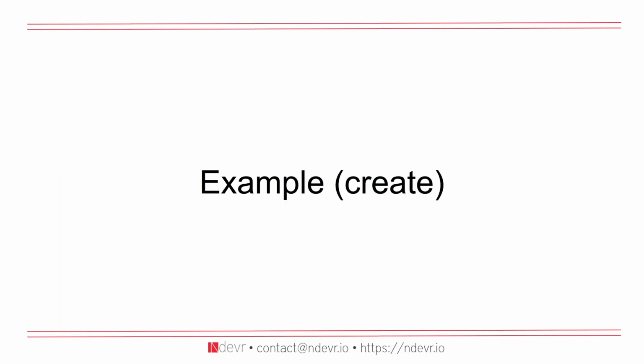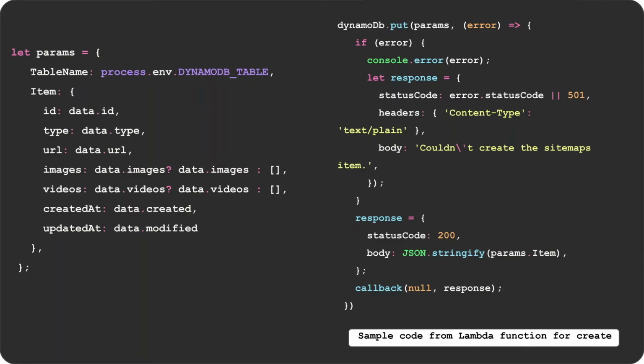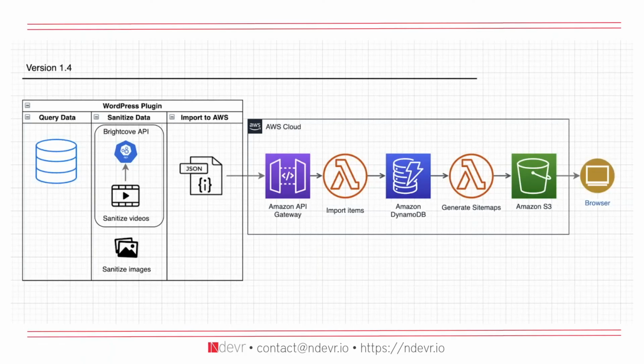So I'll just show the example through the create endpoint. Like I showed before, we've already cleaned up the data, so it's in the format that we want it to be. All we were doing was literally putting it into the DynamoDB. So now our workflow changed a little: instead of having the exported JSON file, we're putting it into the DynamoDB.